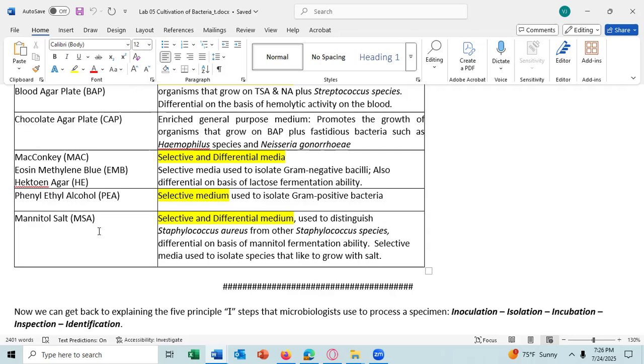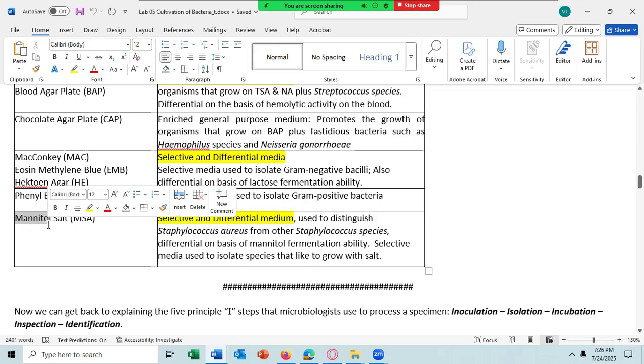It's also differential on the basis of its ability to ferment the sugar mannitol. If it can ferment the sugar mannitol, it'll turn yellow and have a yellow halo around the bacteria colony. If it cannot ferment the sugar mannitol, then the agar will be its normal color around the colony. It will not be yellow. So there will be no yellow halo. And it's easy to know what's in mannitol salt agar. It's just the sugar mannitol and then sodium chloride, the salt.